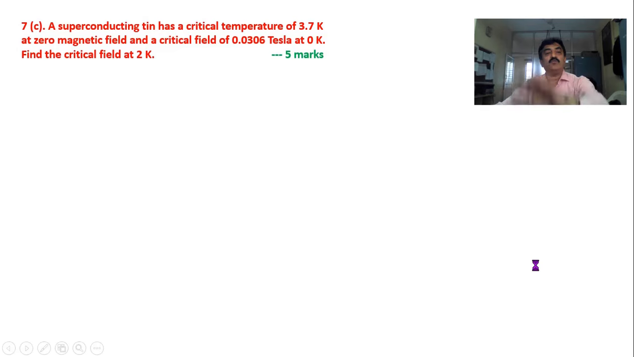Okay, now let us move on to the next one. Now it is a numerical problem. A superconducting tin has a critical temperature of 3.7 Kelvin. Look, the critical temperature is given, so Tc is given. At 0 magnetic field, of course there is no magnetic field applied, and the critical field is 0.0306 at 0 Kelvin. What is this? Sir, it is nothing but Hc naught.